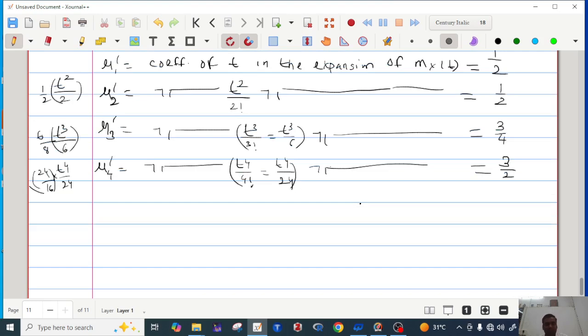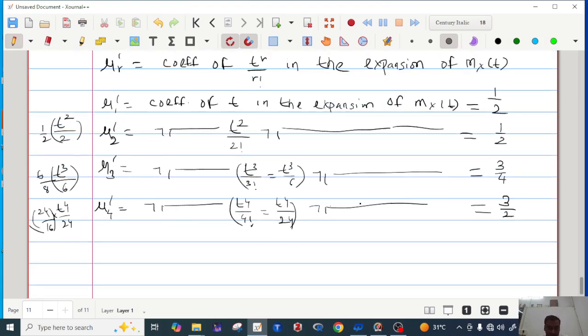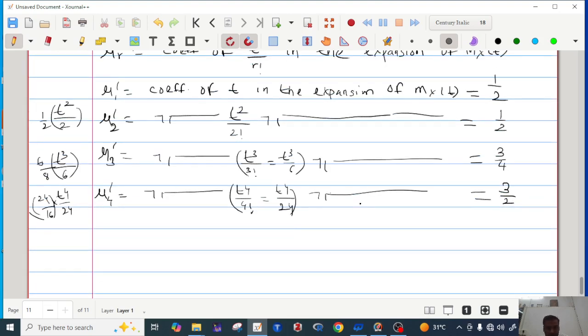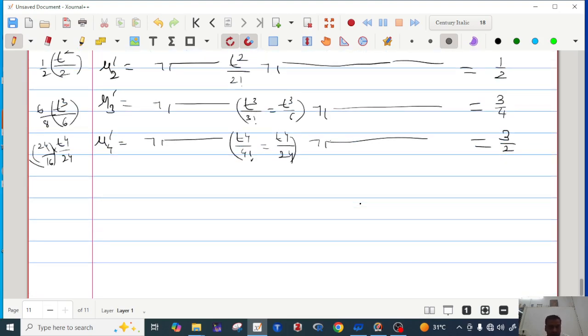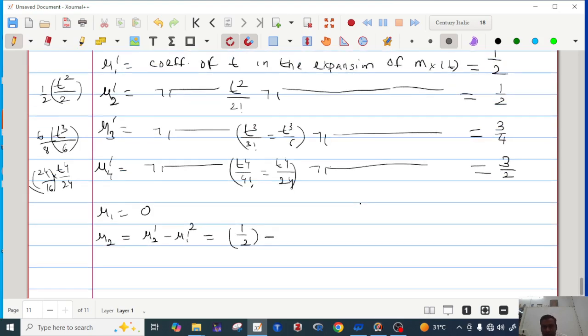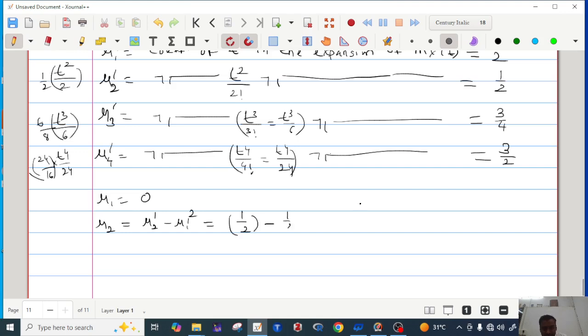So you can obtain the central moments by using the relations between raw moments and central moments. Mu1 is 0, mu2 is equal to mu2 dash minus mu1 dash squared. Mu2 dash is 1 upon 2, minus mu1 dash squared, mu1 dash is also 1 upon 2, so 1 upon 2 minus 1 by 4.